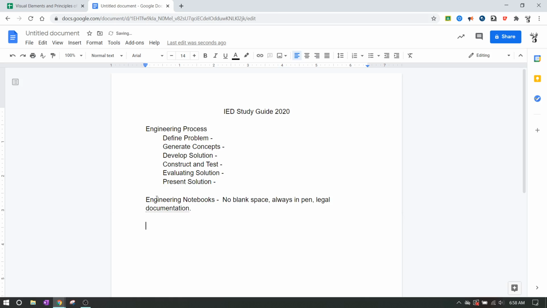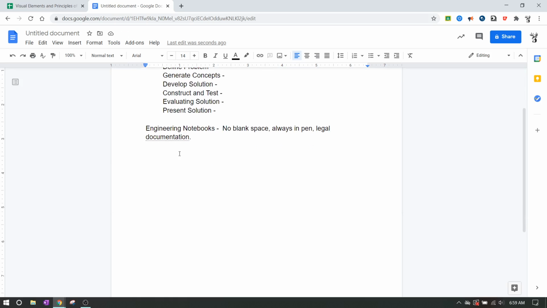You may have to go back over the lesson that deals with engineering notebooks, and you can find that in the Project Lead the Way materials towards the beginning of the sections. So Unit 1 would be for us.